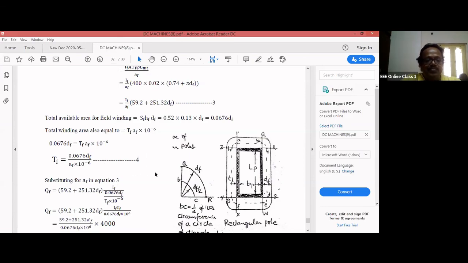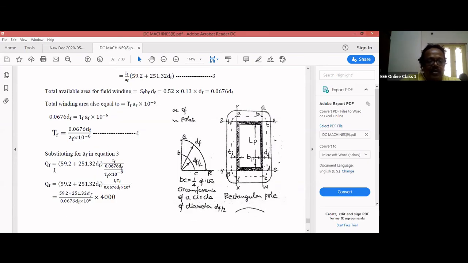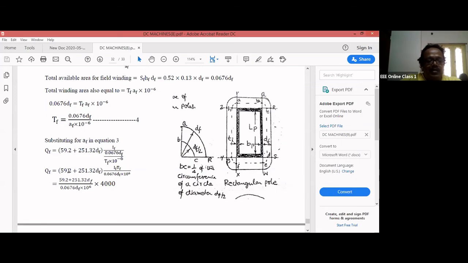This is equation 4. Now, substituting for AF in equation 3. Substitute for AF here in equation 3. So AF is equal to what? Substitute for AF: QF is equal to 59.2 plus 251.32 DF into IF divided by the entire term substituted for AF. Then TF will go to the numerator. So 59.2 plus 251.32 DF, IF DF divided by 0.067 DF into 10 power. This 10 power you take to the numerator, it will become 10 power 6.